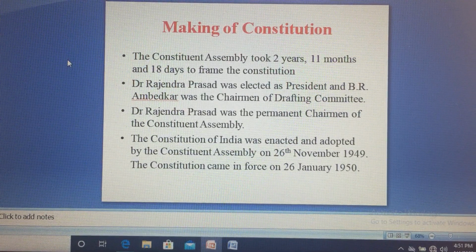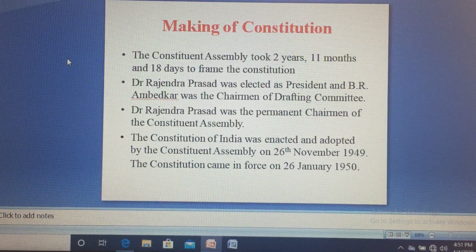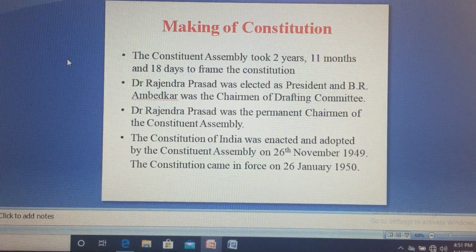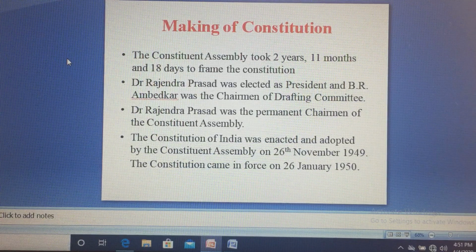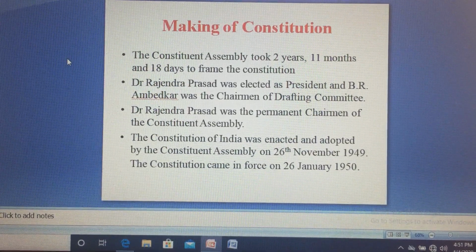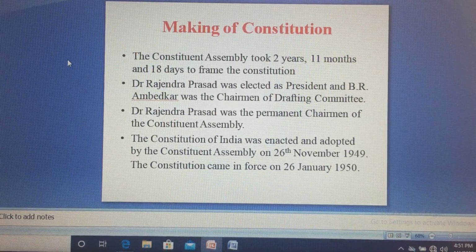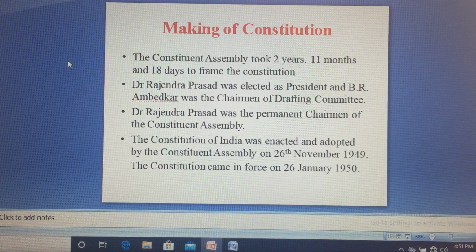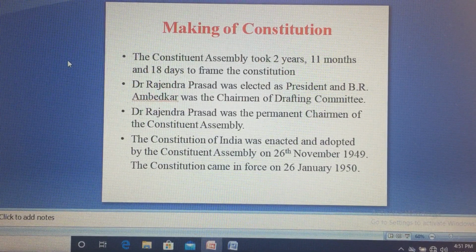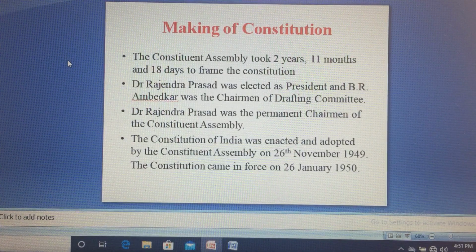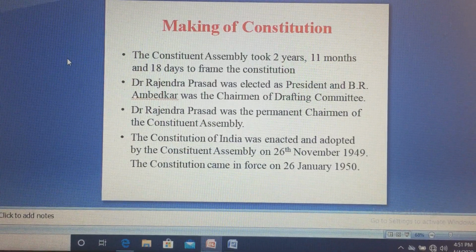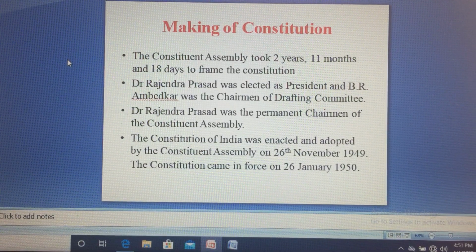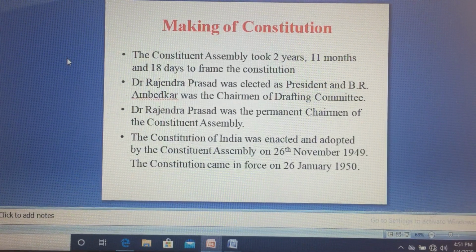Rajendra Prasad was the permanent chairman of the Constituent Assembly, and he went on to become the President of India. He is the only man who became President of India twice. The Constitution of India was enacted and adopted by the Constituent Assembly on 26th November 1949, and the Constitution came into force on 26th January. So it was adopted and enacted on 26th November.